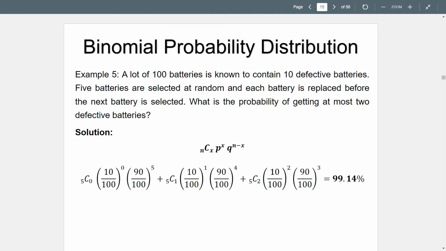Then 5C2. The probability of success is 10 over 100, x, or success, will be 2, and then 90 out of 100 will be your probability of failure, raised to 5 minus 2. So simplifying this, you'll have a 99.14% probability of getting at most two defective batteries.